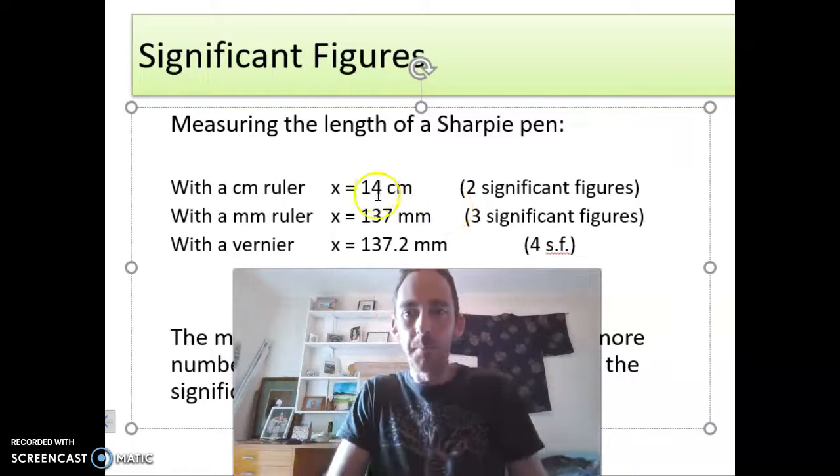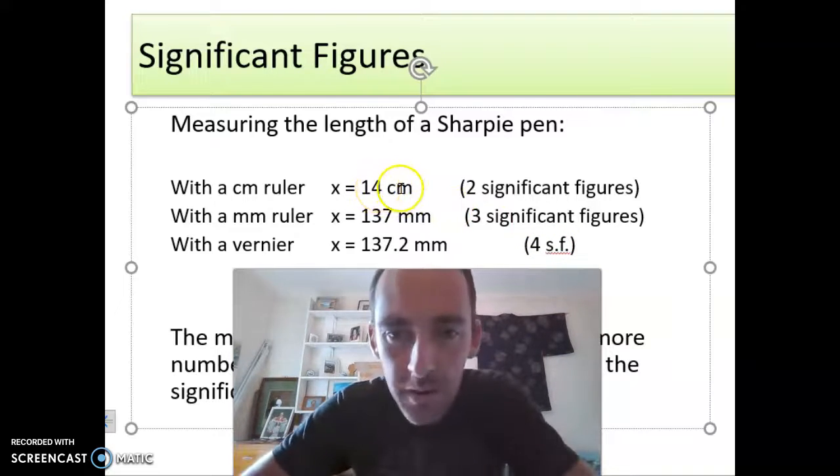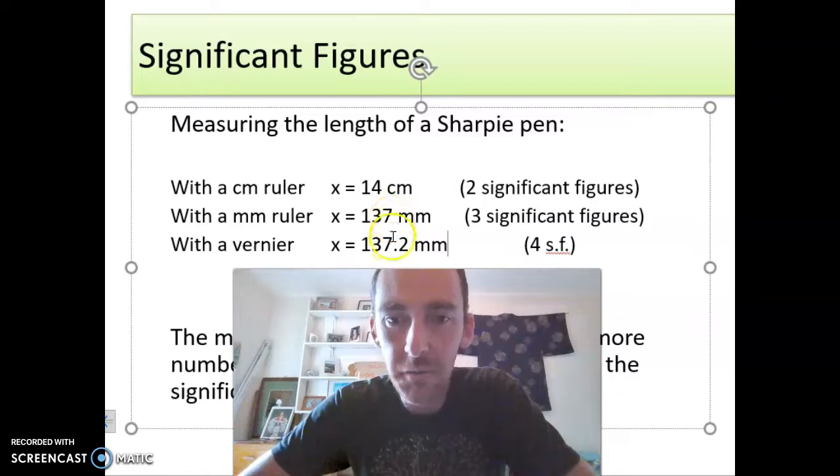So you can see, the more accurately the number is known, the more significant figures the number is going to be recorded to.